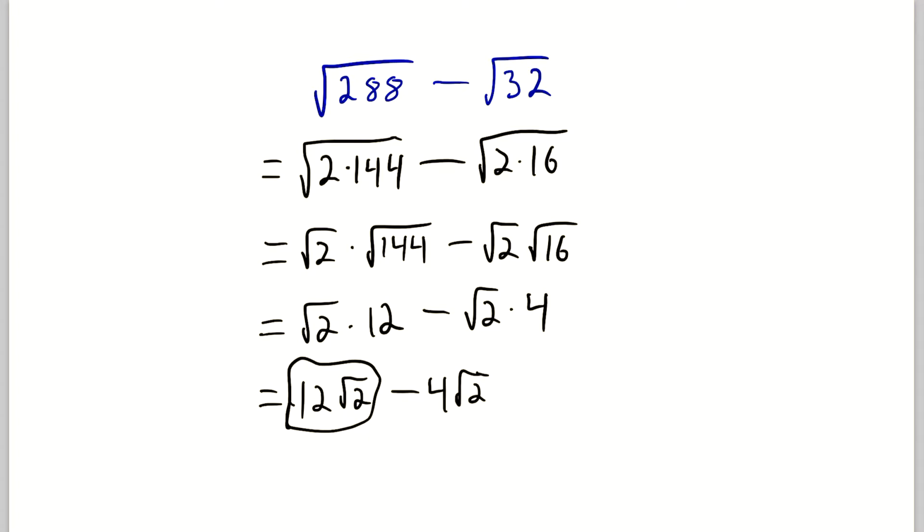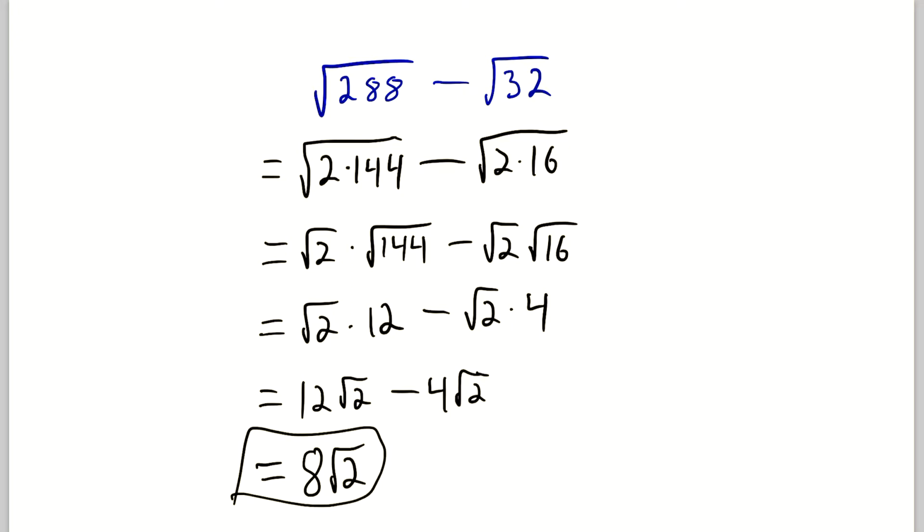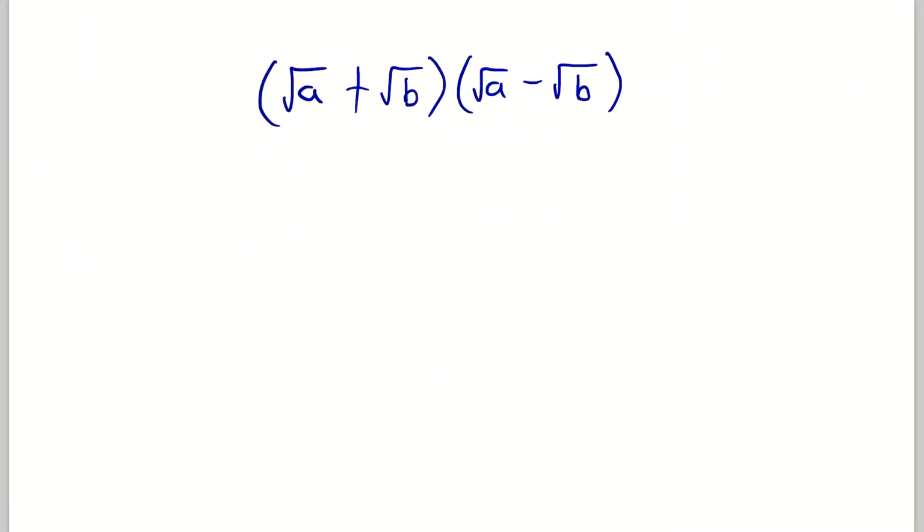So if we have 12 square roots of 2 and we take away 4 square roots of 2, we of course are left with 8 square roots of 2. And this is as simple as we're going to get it. So the square root of 288 minus the square root of 32 is equal to 8 times the square root of 2. Alright, so that's a fun little problem. Let's move on to the next one.